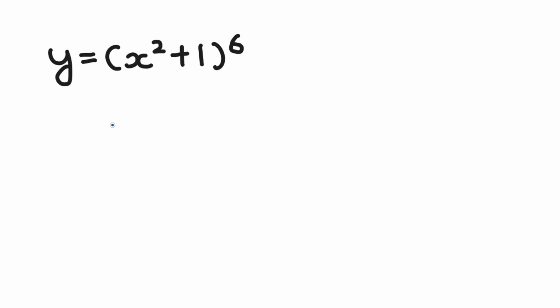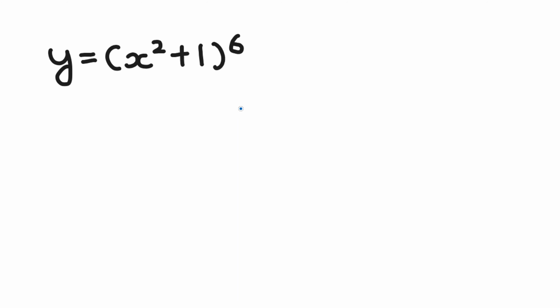So let's say that y is equal to (x squared plus 1) to the power of 6. And let's differentiate this. Now, to do this, we need to use something called the chain rule. And we can use the chain rule when we have a function inside another function.